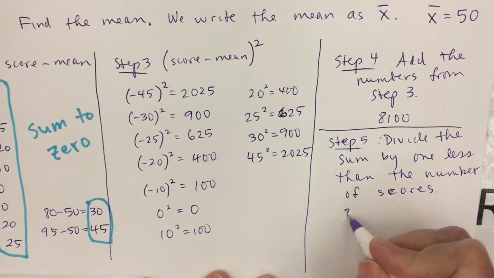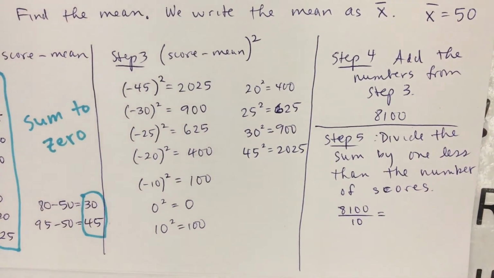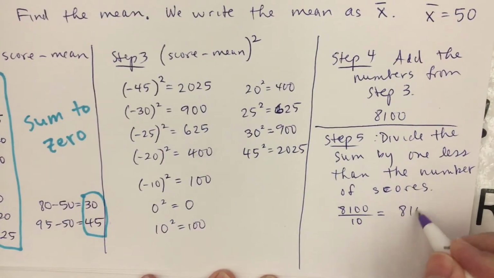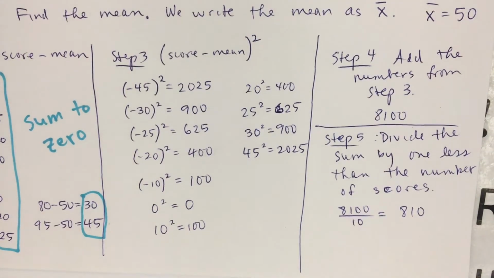So I'm going to do 8,100 divided by 10 because there were 11 scores. I get 810. We divide by one less than the number of scores because it is an adjustment factor. I'll try to explain it maybe after we work the problem, but it's an adjustment factor.